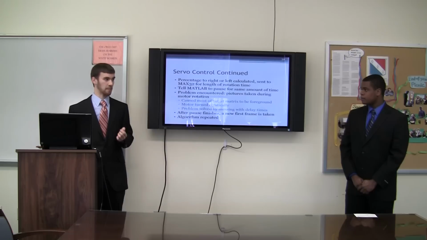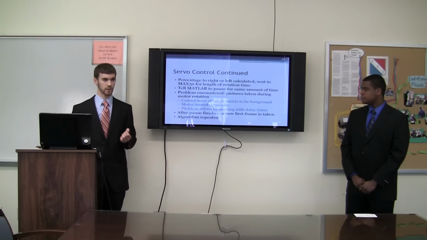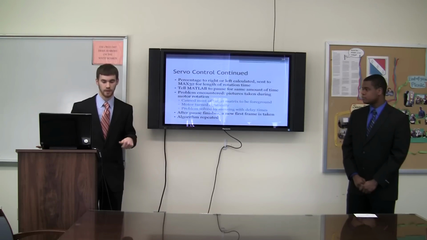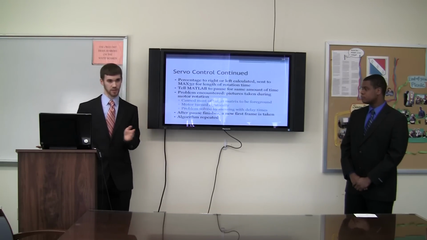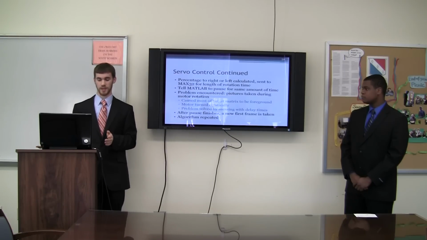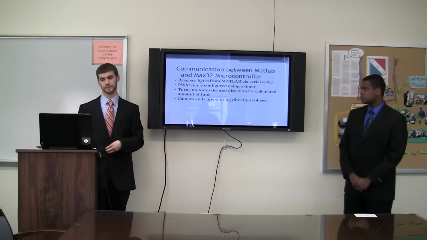We figured that out by experimenting with delay times in MATLAB, and we couldn't really find a perfect number, but we got a good enough one that works. So after the pause finishes for the motor, a new first frame is taken and the algorithm is repeated.